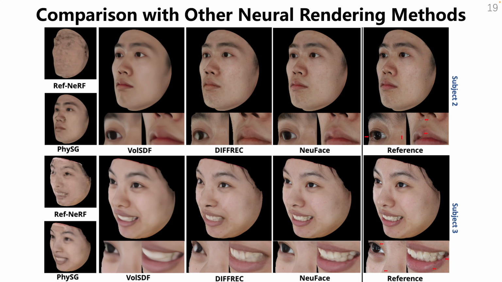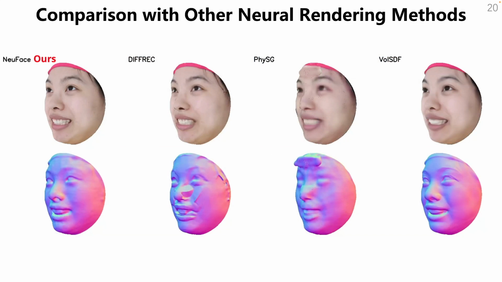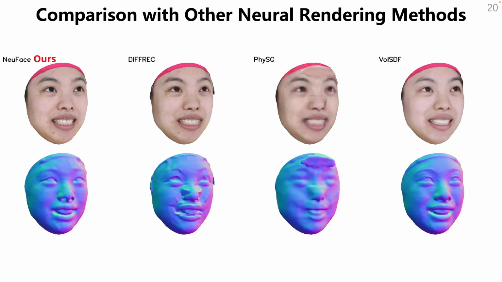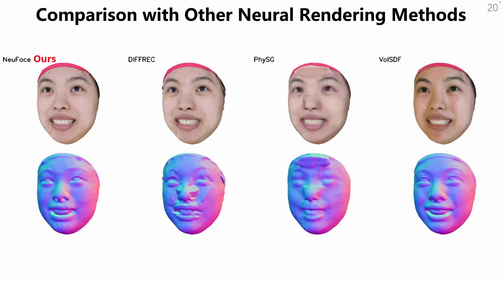We first present the results of novel view synthesis. The compared methods, PhySG and Diffrecon, are also physically based neural rendering methods as ours. However, limited by the inadequate capacity of the analytic BRDFs, they only recover rough facial appearances with obvious artifacts. By contrast, NeuFace achieves realistic face appearances with much richer skin details and high-fidelity highlight. In this video, we demonstrate more results compared with the existing methods.